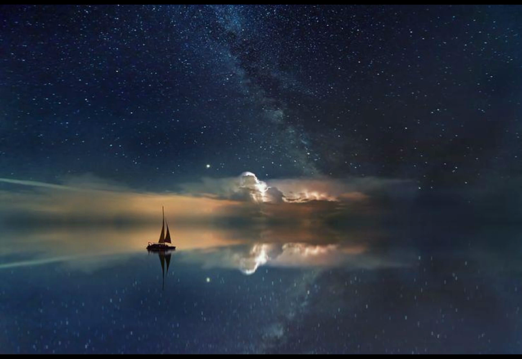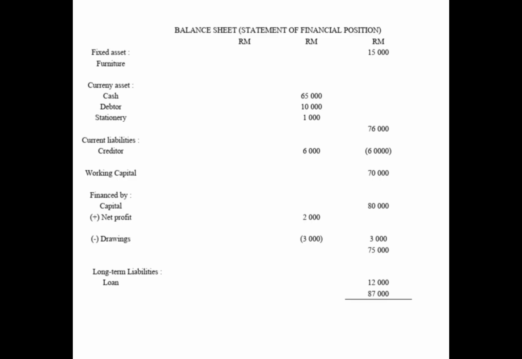Balance sheet as at 31 October 2020. Fixed asset is furniture 50,000, current assets cash 65,000 and debtor 10,000 equal to 75,000. Current liabilities, loan 12,000 and creditor 6,000, will get 18,000 because the loan is 12,000 plus the creditor 6,000.